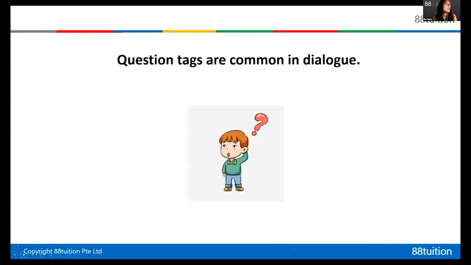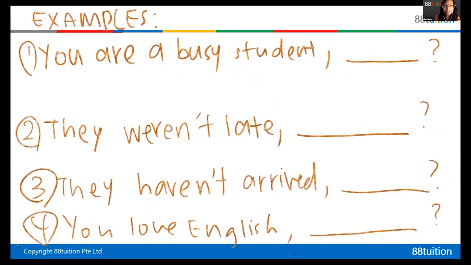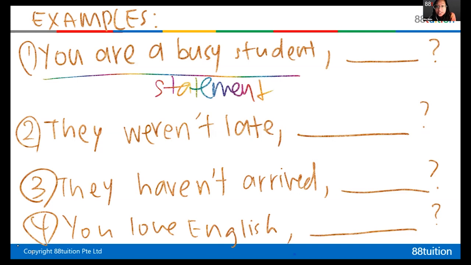Okay, now today we're learning question tags, like I mentioned. Now, what are question tags? Question tags are made out of 2 parts. You can see here a statement. This is called a statement. You are a busy student. This is a statement, and then the question itself, because you're asking a question. Okay, so here, the statement: you are a busy student.